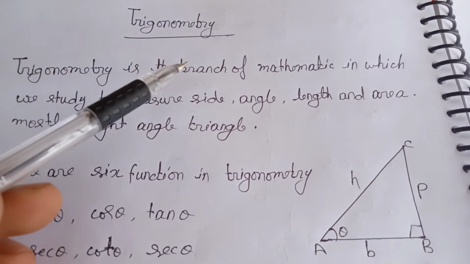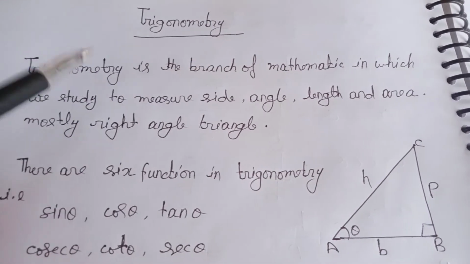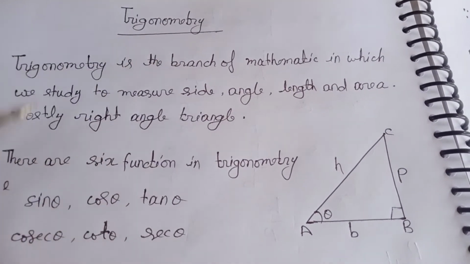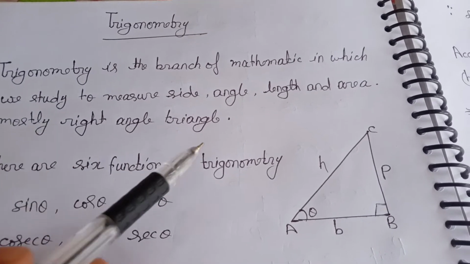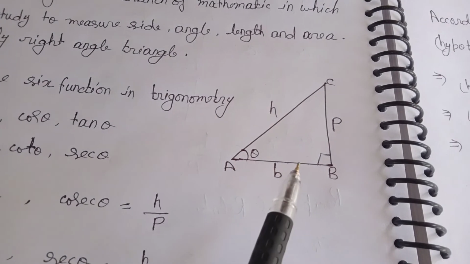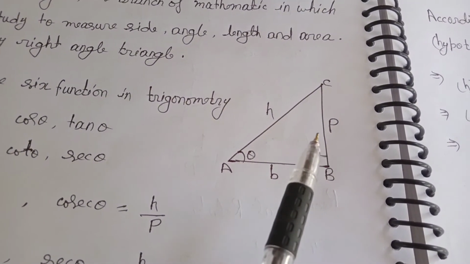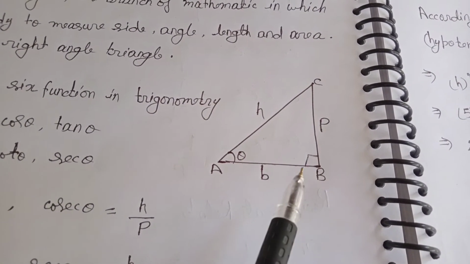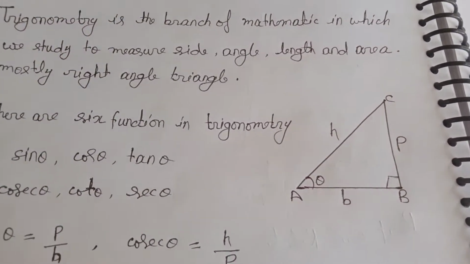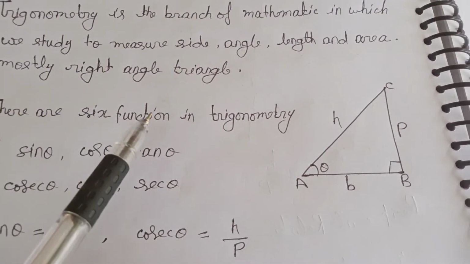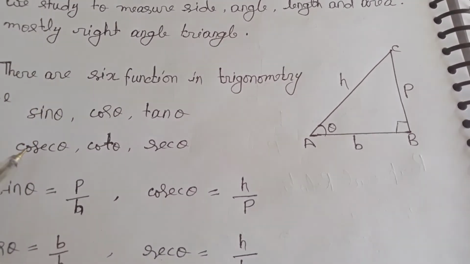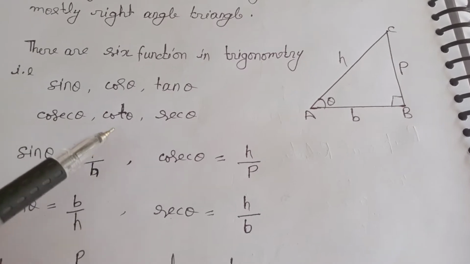Trigonometry is the branch of mathematics in which we study to measure side, angle, length and area, mostly of a right angle triangle. So what is a right angle triangle? The triangle having one angle of 90 degrees is called a right angle triangle. There are six functions in trigonometry: sin theta, cos theta, tan theta, cosec theta, cot theta, sec theta.